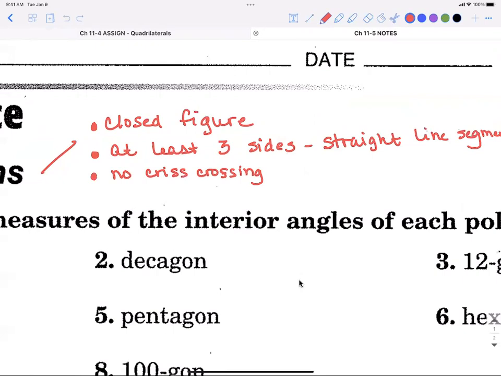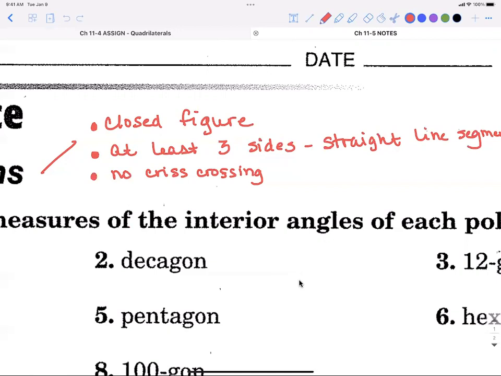4 sides, straight sides, closed figure. At least it would have to be. At least. It can have more than that. It can have 25 sides. It can have 8 sides, like a stop sign. It can have 5 sides. But at least 3. Okay, make sense? So, like I said, polygon kind of goes backwards a little bit.